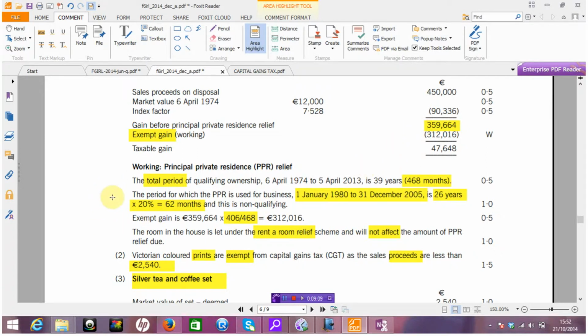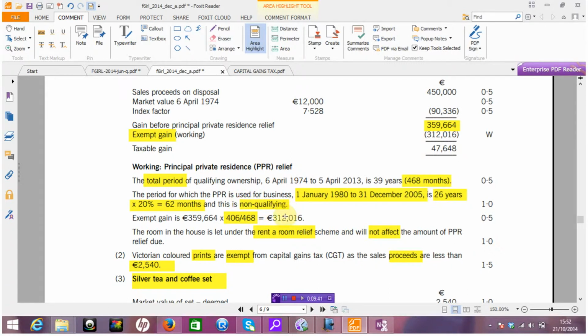But in this case, what he's done is he's given us only a period of time, so January 1980 to December 2005, which is only a proportion of this 468 months. So really what we're required to do is get the number of years and then just use that percentage element of business use, as it were, and multiply that by the percentage number, and that will give us the 62 months. So in effect, that 62 months is the element that is non-qualifying in this particular case.